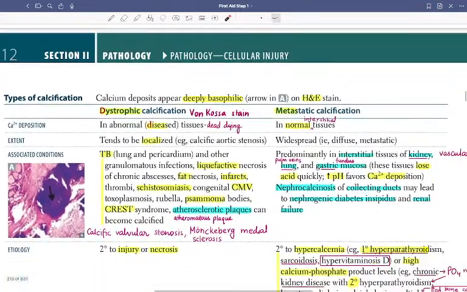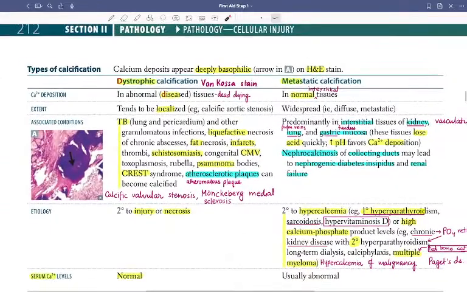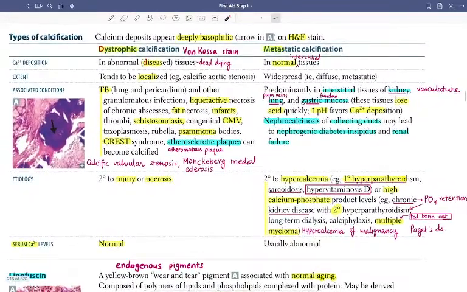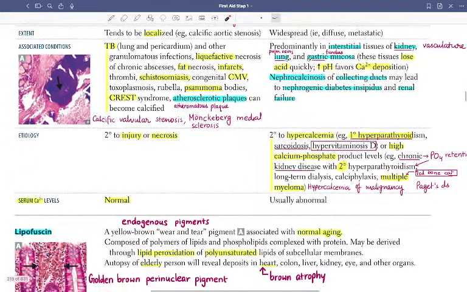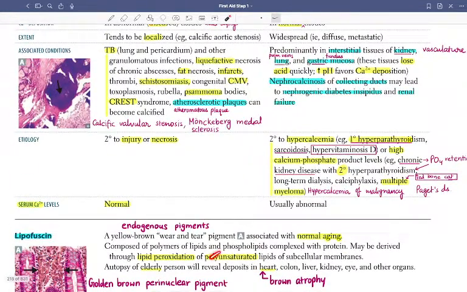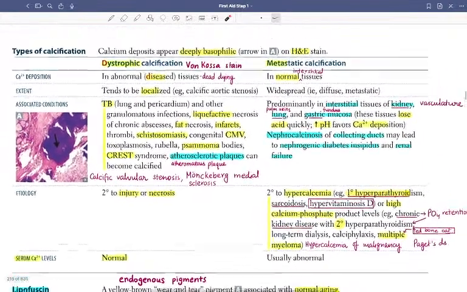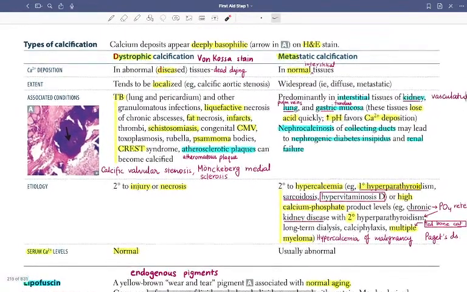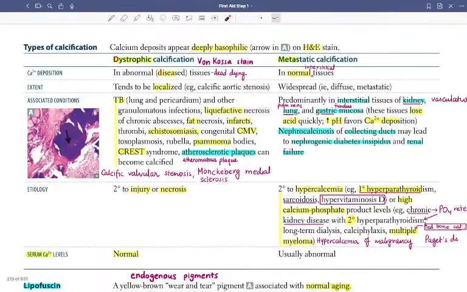Okay. Types of calcification. Extremely important. Okay, lipofuscin we had seen also. Okay, this was there before in hyperplasia, ubiquitin proteasome pathway. Okay, next calcification.